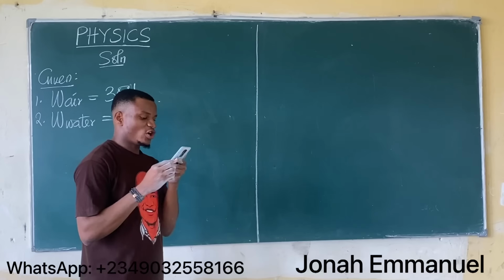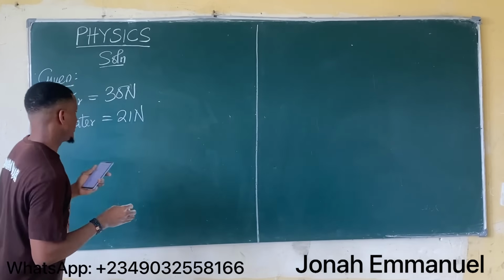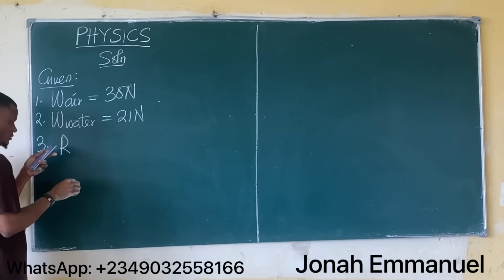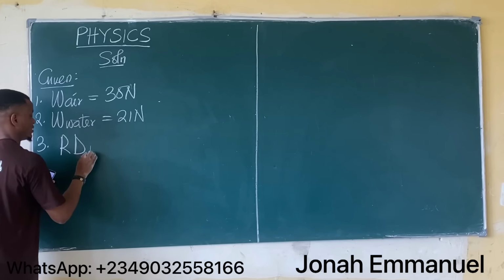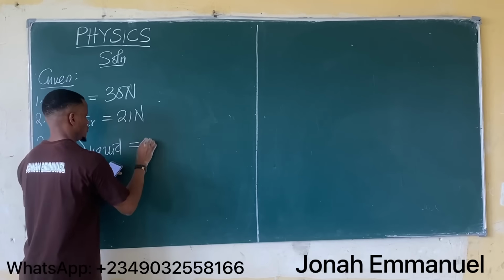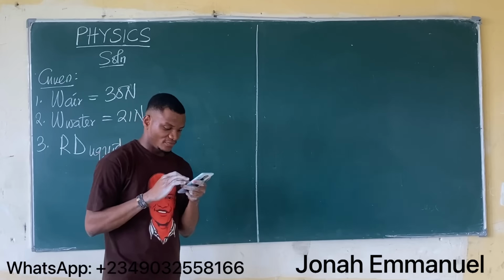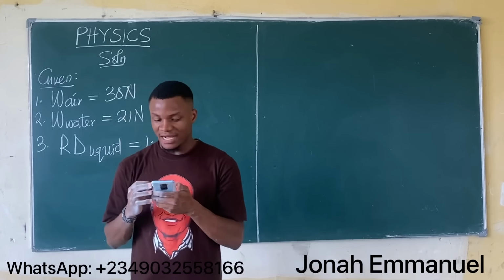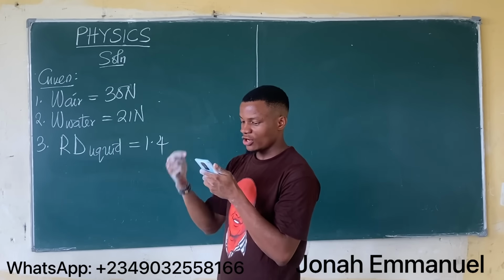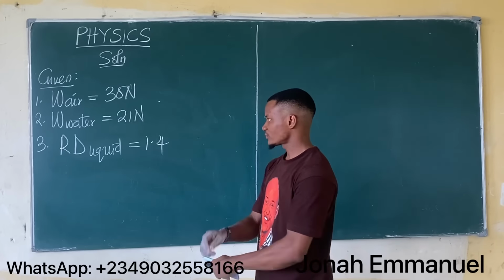They said the weight of the object when completely immersed in a liquid of relative density. Number 3, I'm given the relative density of the liquid being equal to 1.4. Alright. They asked us to find the weight of the object when completely immersed in this liquid. So how do we get this?